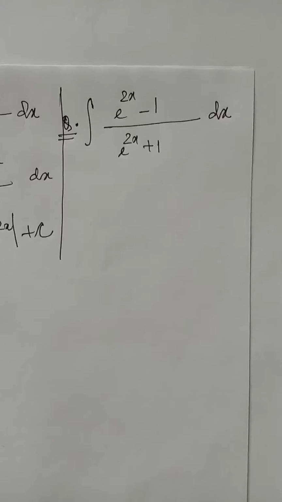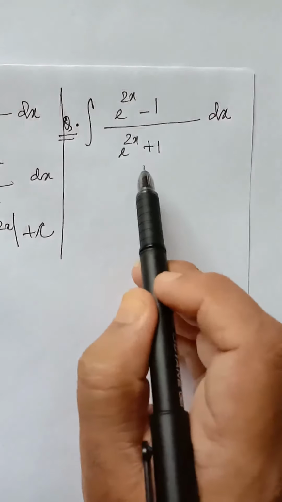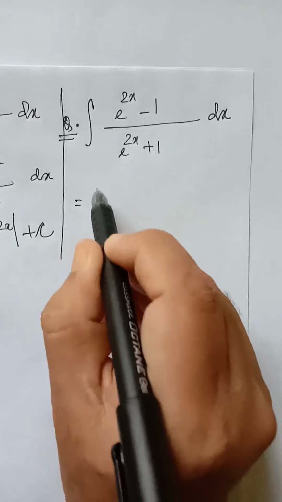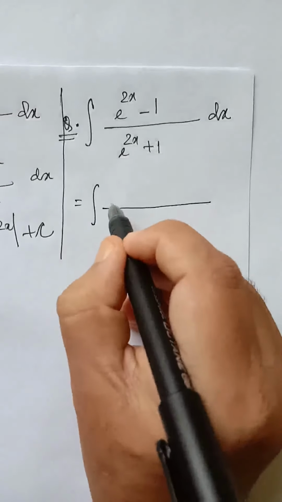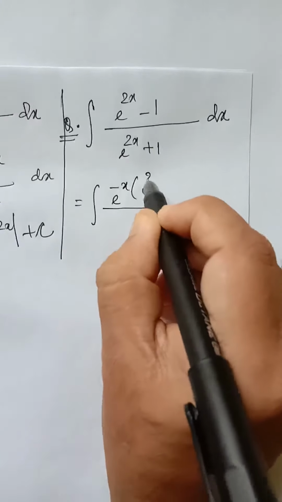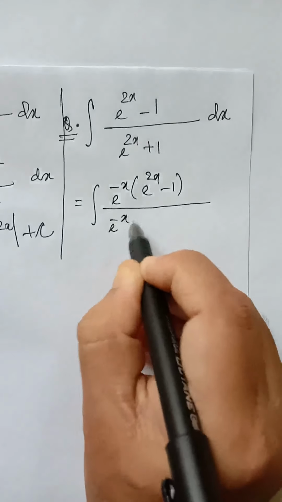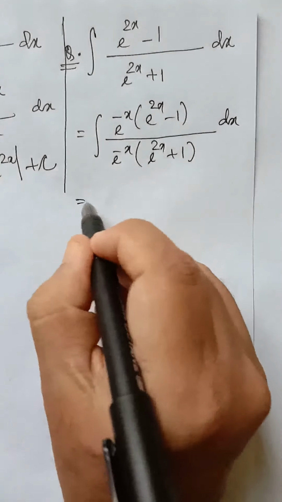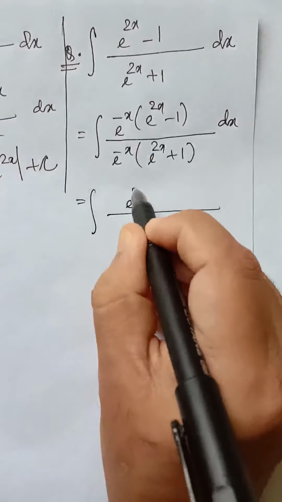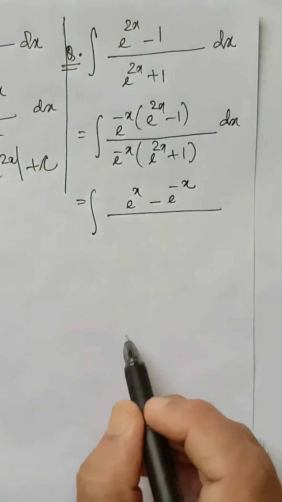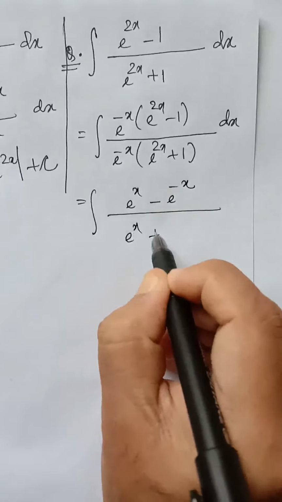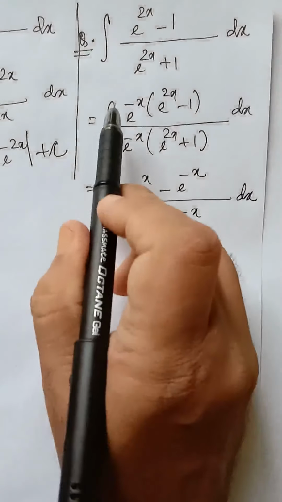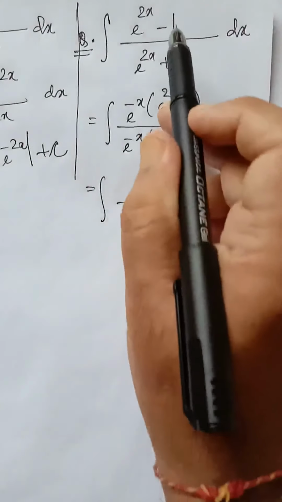Next, to integrate e to the power 2x minus 1 by e to the power 2x plus 1. Okay. Now to integrate this, let us multiply numerator and denominator by e to the power minus x. If we multiply numerator and denominator by e to the power minus x, our numerator will become e to the power x minus e to the power minus x. And the denominator will become e to the power x plus e to the power minus x. So now our given integral will be in this form.